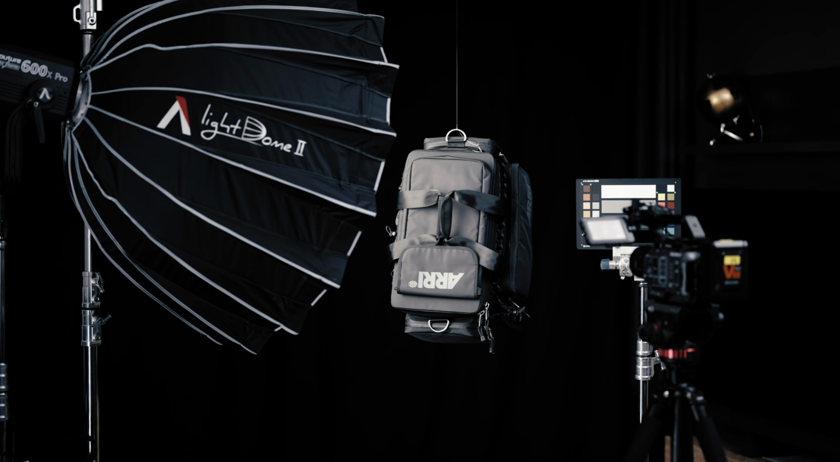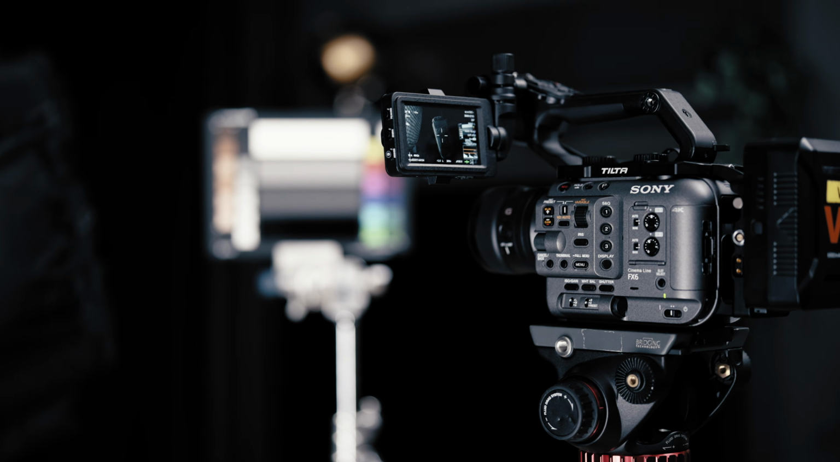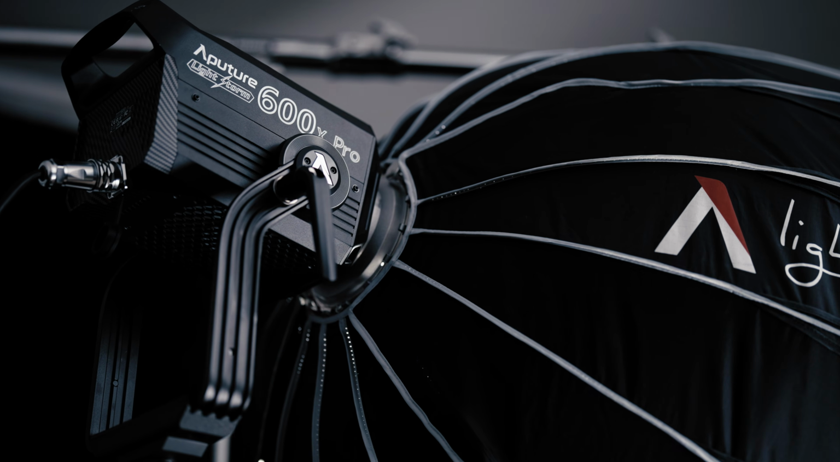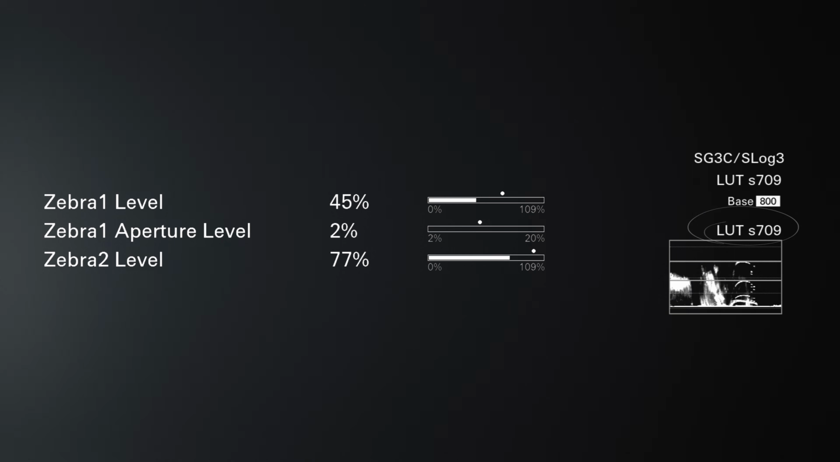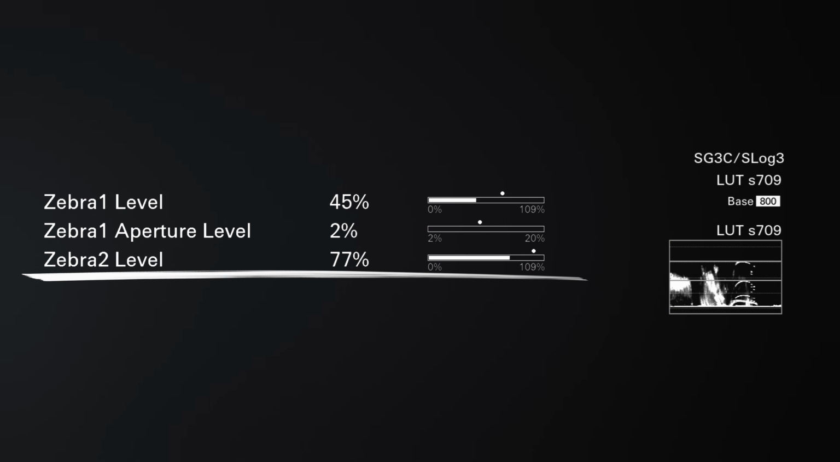Here I have my setup for my next video, which I'm preparing right now. It's lit by this Aperture 600X and I'm also using the color checker video to precisely expose my image. My monitor preview is set to Rec.709 to view a normal image and my zebras are set to 45% for the middle gray and 77% for the white card. Now let's take a look at the image.